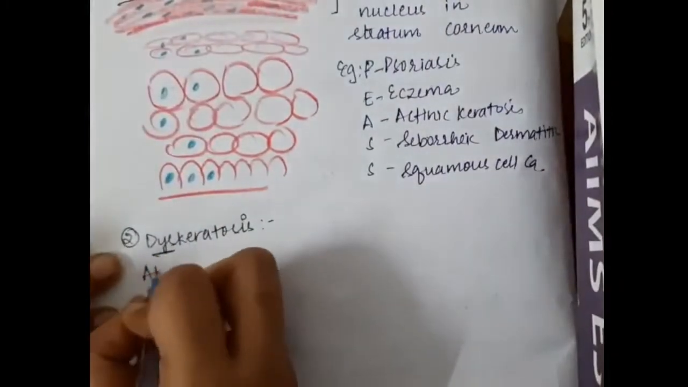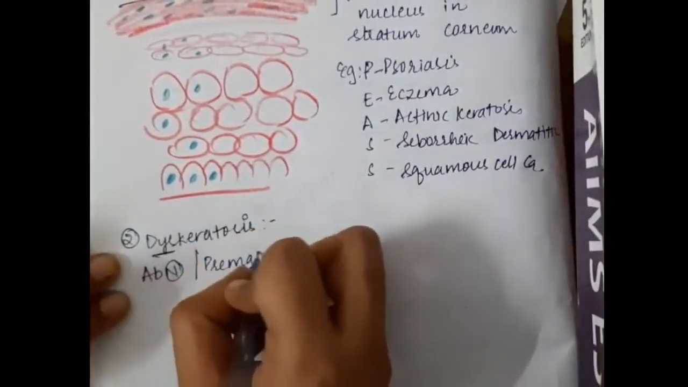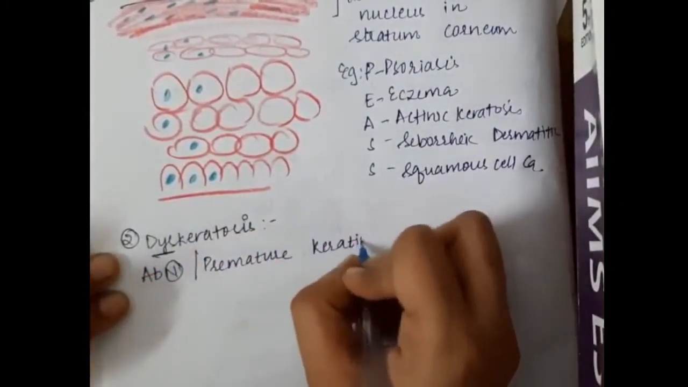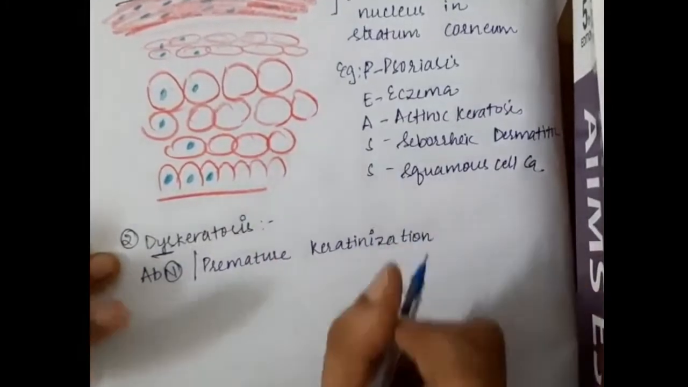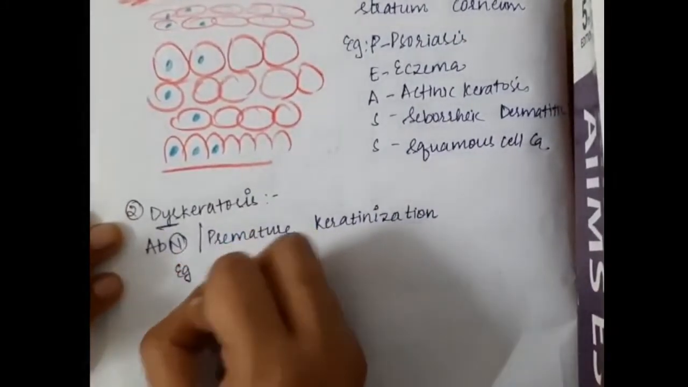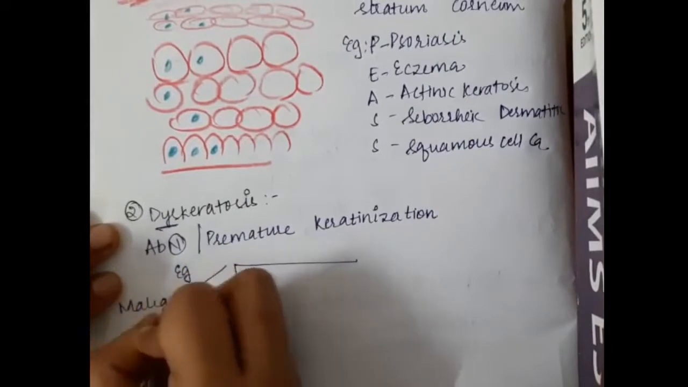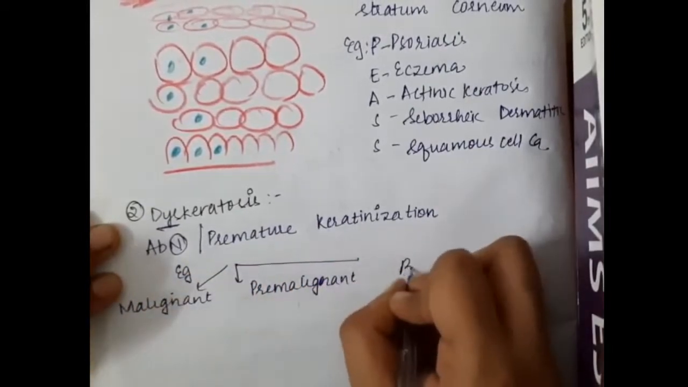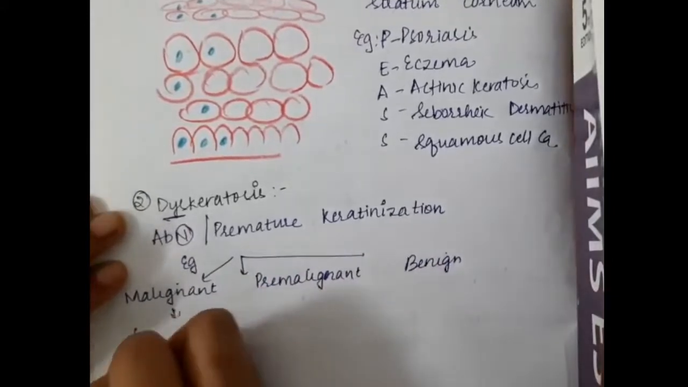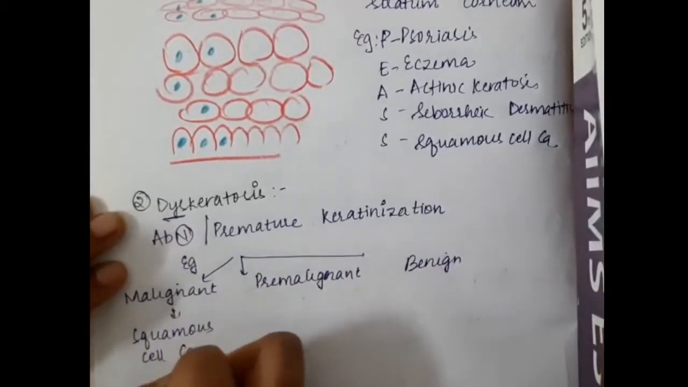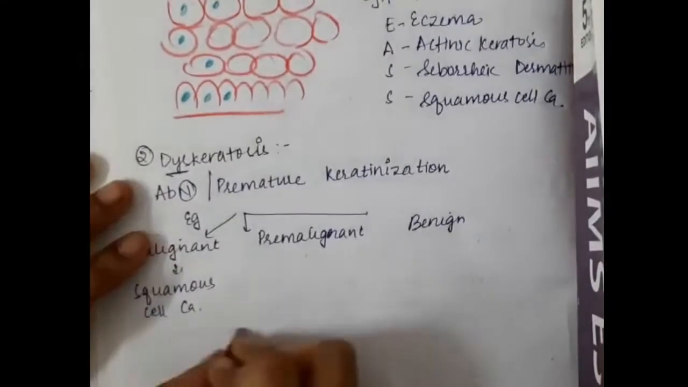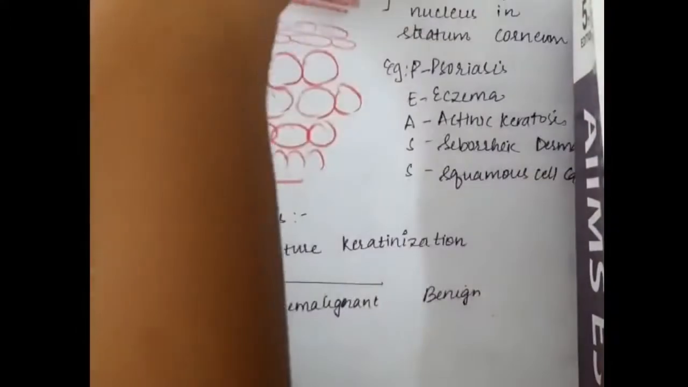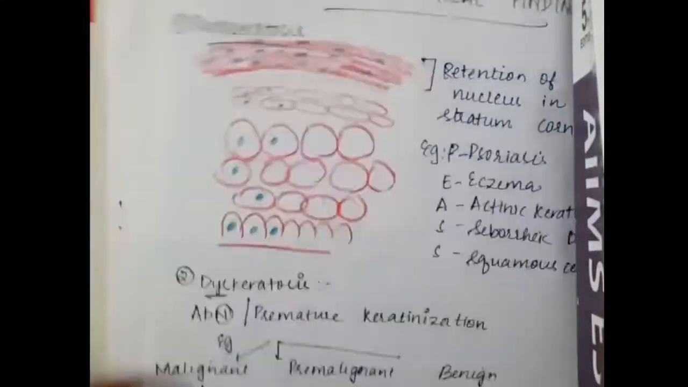The second pathological finding is dyskeratosis. Dys means abnormal, so premature keratinization is seen in dyskeratosis. This is of three types: one, malignant; second, pre-malignant; third, benign conditions. Dyskeratosis is seen in malignant conditions like squamous cell carcinoma.